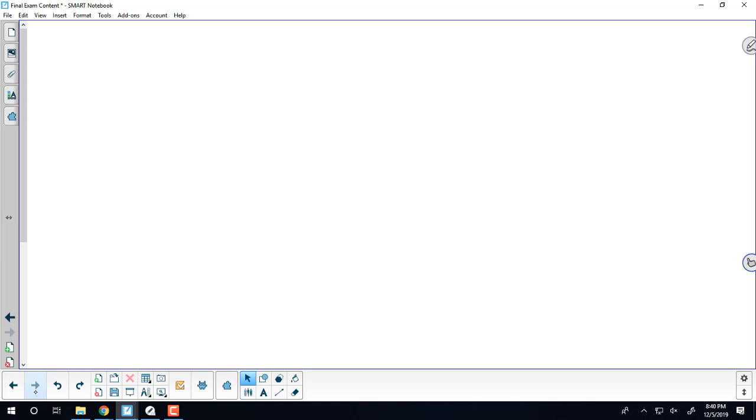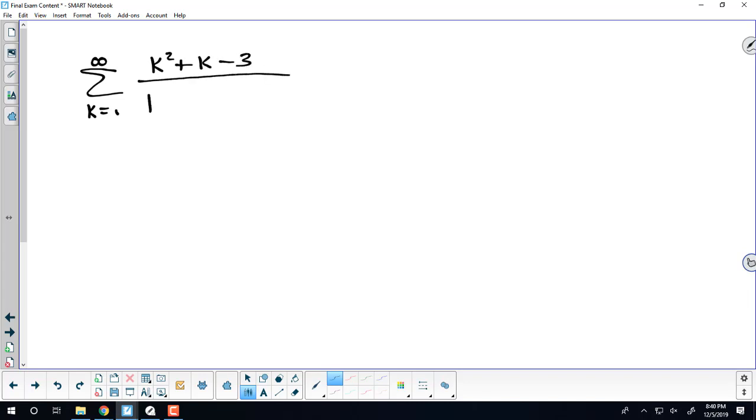Somebody was asking me about this one on their old exam 3. I don't know exactly what it was, but it was the sum from k equals 1 to infinity of k squared plus k minus 3 over k to the 4th plus 3k cubed minus k squared plus 1. This is similar to one you had on your exam. I remember that because I got points there. See, you learn from what you missed.